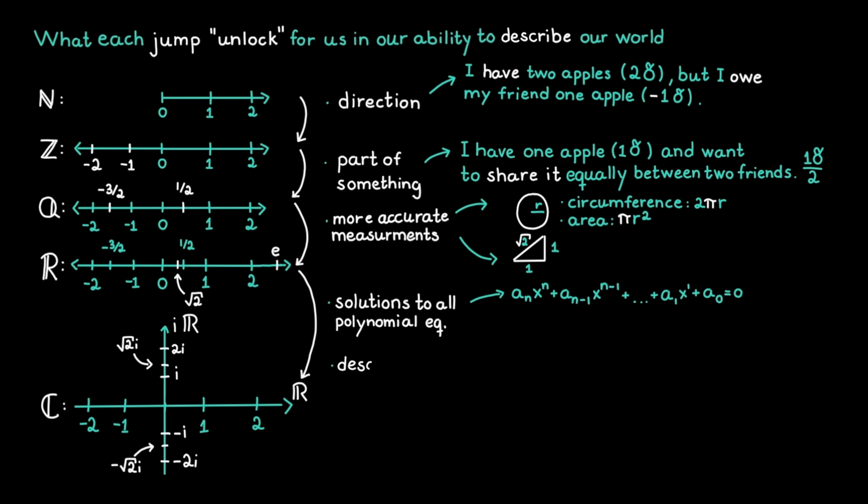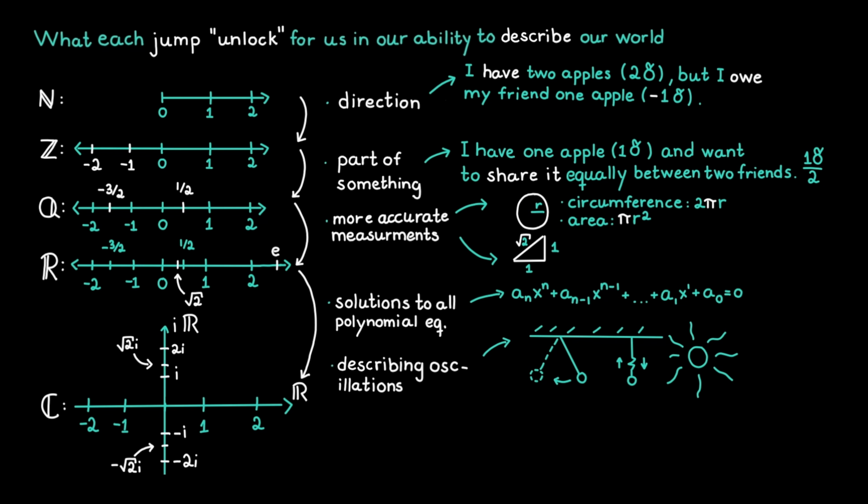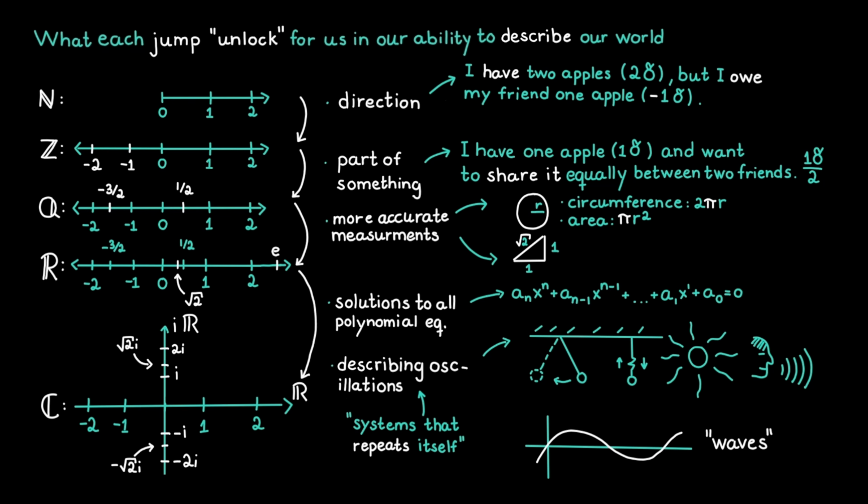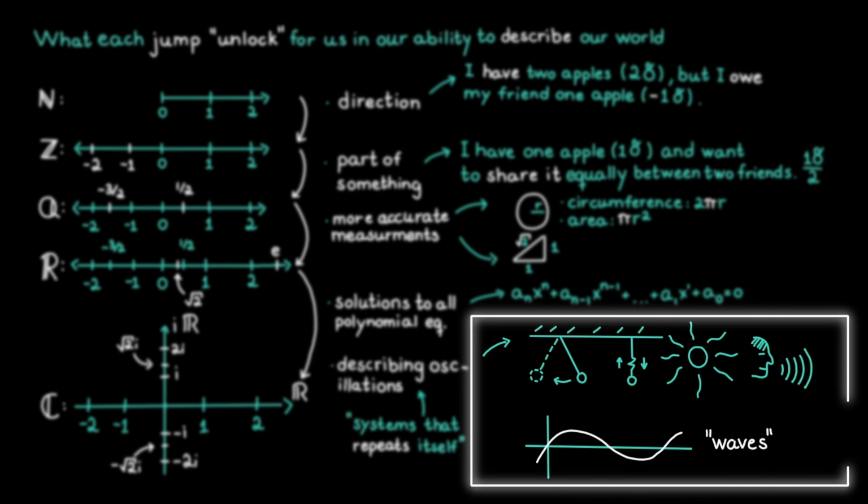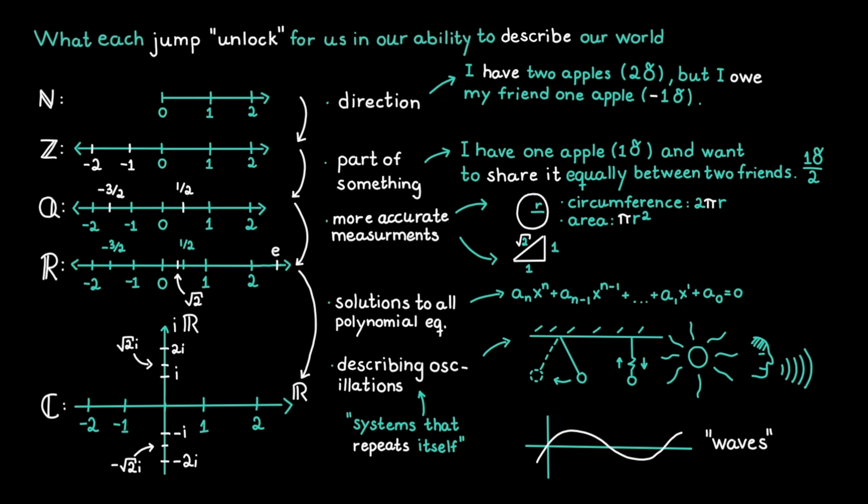But we also got the ability to describe oscillations. For example, a pendulum swinging from a string attached to the ceiling, or the light waves coming from the sun, or the sound waves coming from my mouth right now. Anything more or less that can be described as a wave. And these are all systems that repeat themselves. And you will see later on in this course that complex numbers are surprisingly great at handling these sorts of systems. So by now I hope I've been able to give you some background and context to why we even created the complex numbers to begin with, and the motivation behind it.